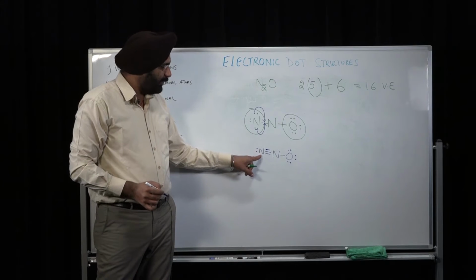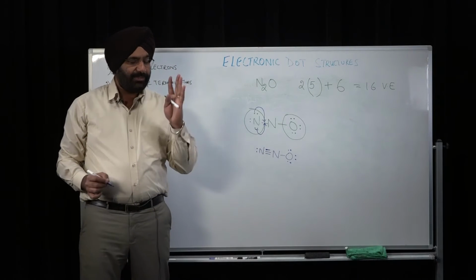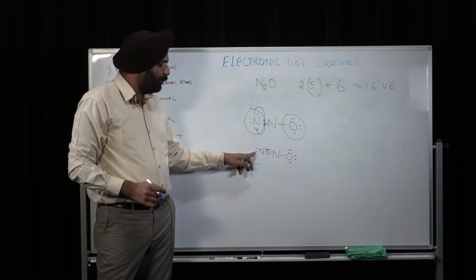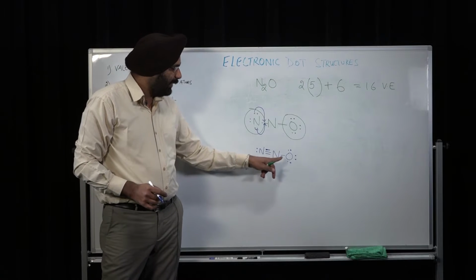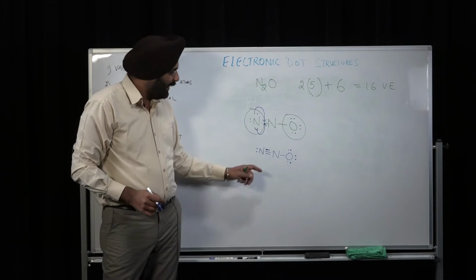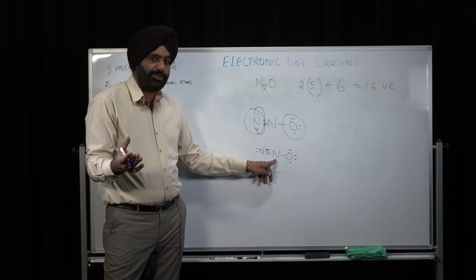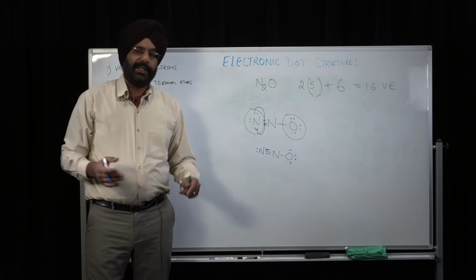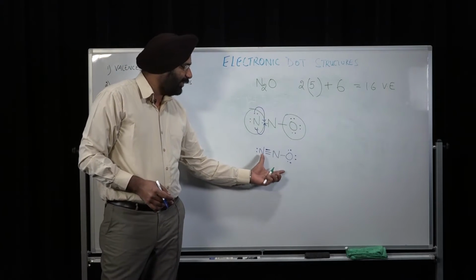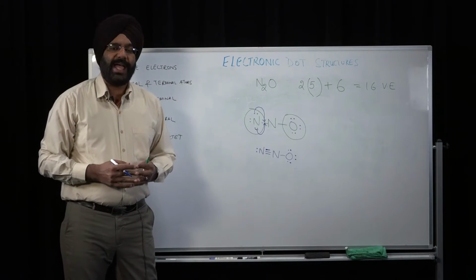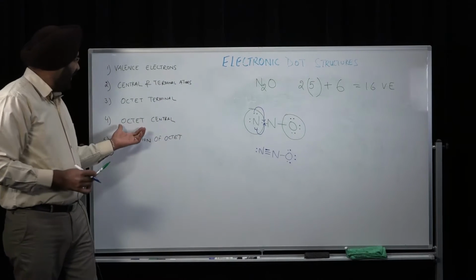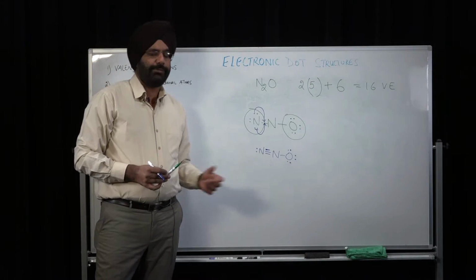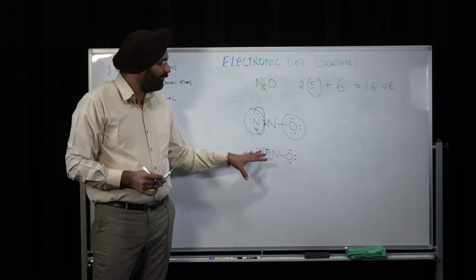So the octet on this nitrogen is complete because 3 bonds means 6 electrons. There are 3 bond pairs and there are 2 here. So the octet on this nitrogen is complete. The octet on the oxygen is complete. And let's see if the octet on this nitrogen is complete or not. It's 6 on this side, 2 on this side, and that's fine. And this is an electron dot structure for N2O, and the octet is complete for each of the atoms, whether it's terminal or the central atom.